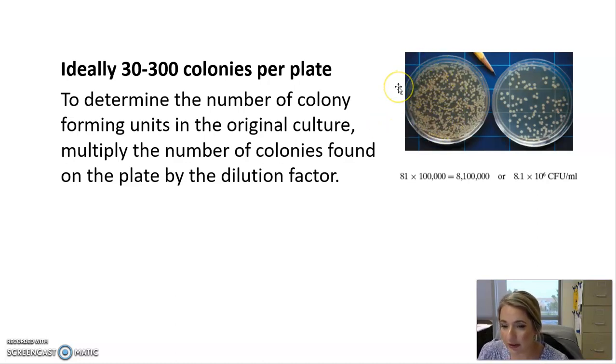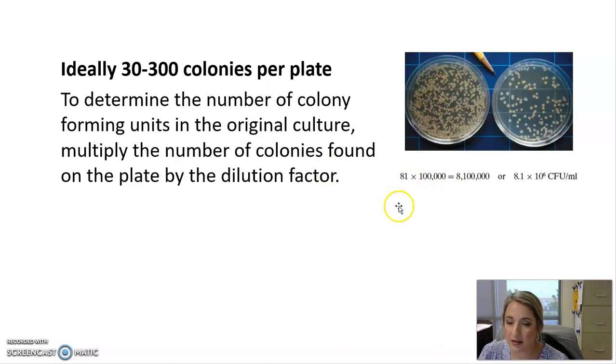We would have to dilute out the sample more and re-inoculate it to get less colonies, which is what we have here. Right here we have a plate that's been diluted out more, so we have less colonies. There's actually 81 colonies, which fits in between the 30 to 300 range, so we are good there. So to figure out how many cells were present in the original sample, all you have to do is take the number of colonies, which is 81, and multiply it by the dilution factor, which is simply just a number I'm going to give you.